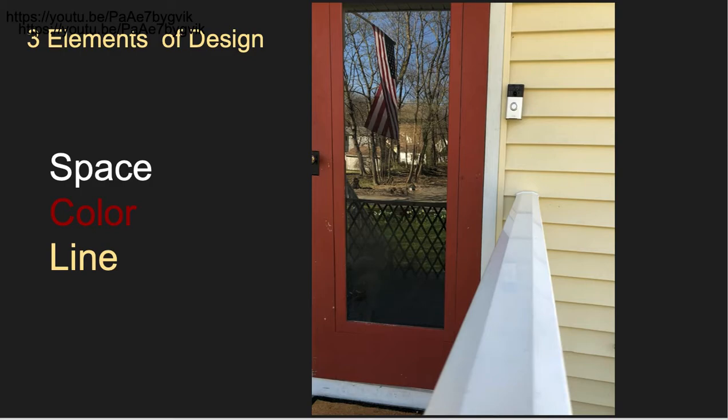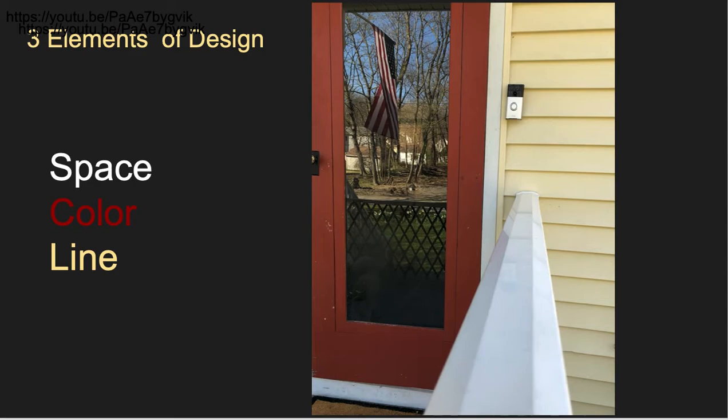Here there are three elements of design. If you'll see, there's a sense of space. Not only is this railing going back away from the camera, but you can see more space in the reflection of the doorway. So there's sort of a short set of space going to the house from the camera angle, but then there's deep space in the reflection.